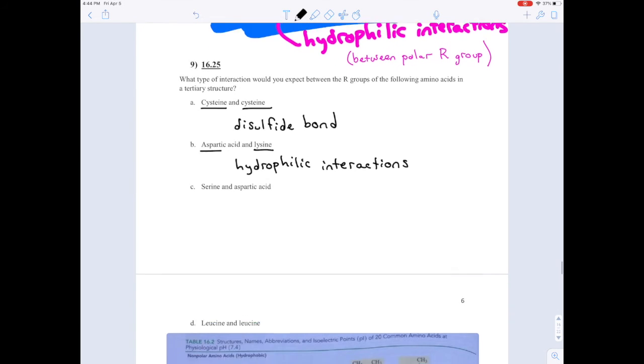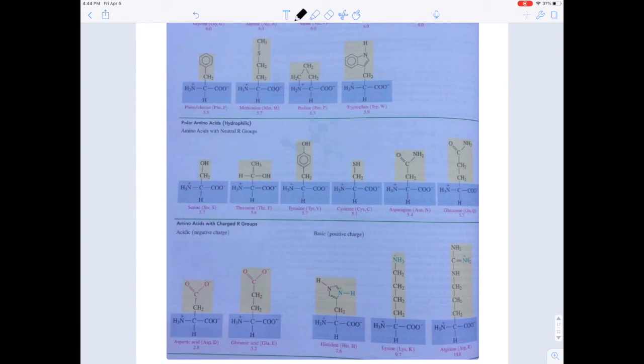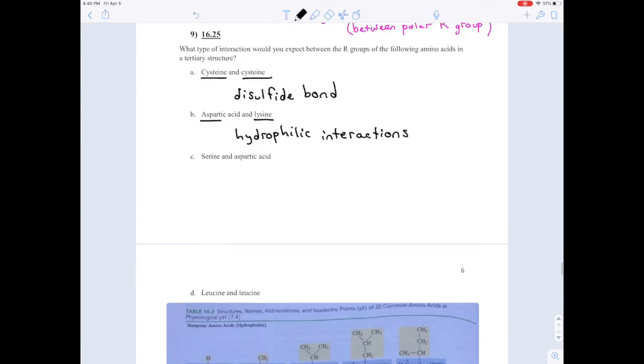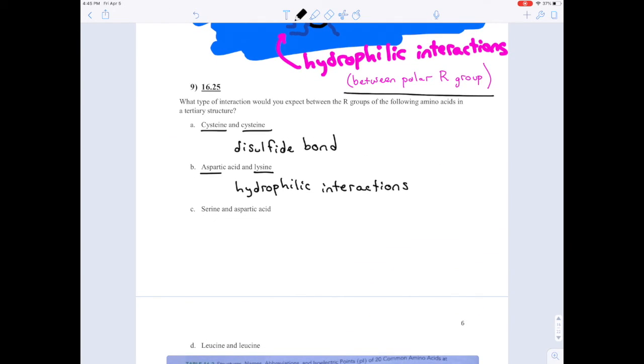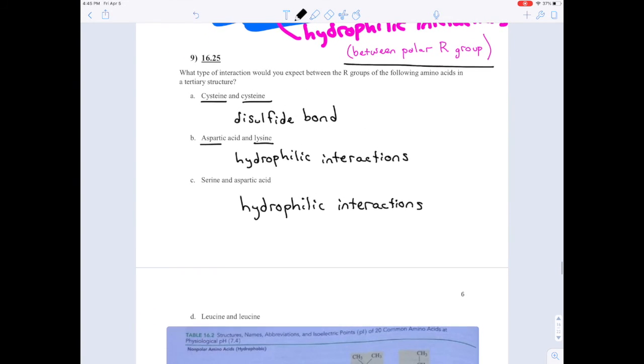Next, they have serine and aspartic acid. So we'll go down to our table and look where those are. Serine is right here, very clearly a polar amino acid. Aspartic acid, bottom left, is another very polar amino acid. So, because we're dealing with an interaction between polar R groups, this is again going to be a hydrophilic interaction. Hydrophilic interactions are going to make those stick together and determine how a protein folds.